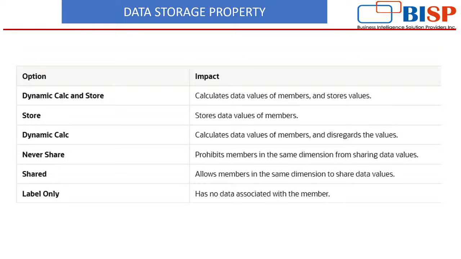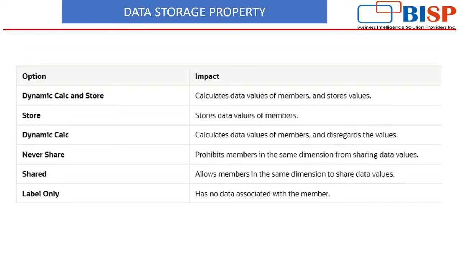Then we have dynamic calc. The member does not store data if the data storage option is dynamic calc. Instead, its value is calculated dynamically at runtime based on formulas or aggregation rules. For example, members like gross profit. So all those members which are calculated on the fly have the dynamic calc property. Similar to it is dynamic calc and store, where it will calculate as well as store for faster retrieval.